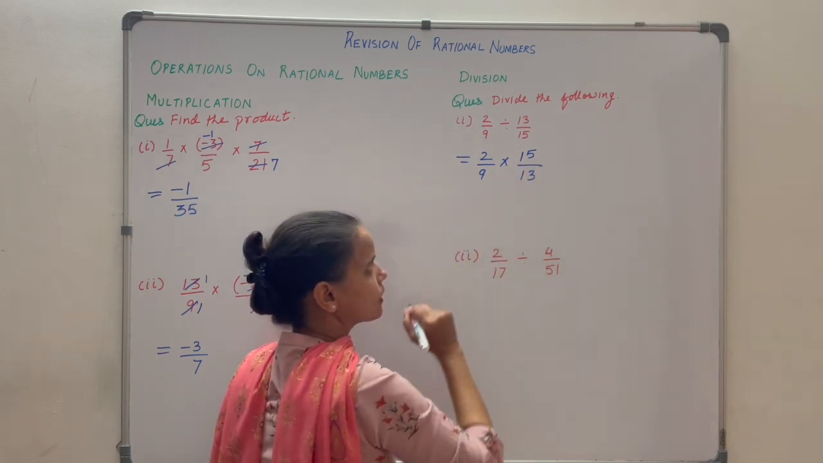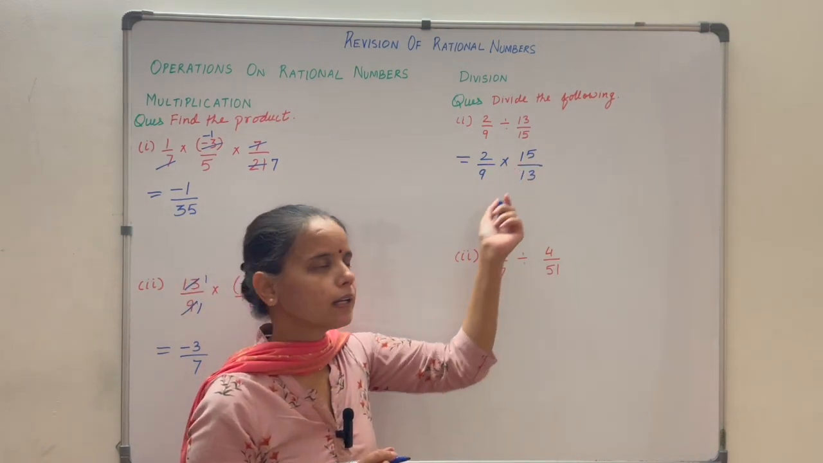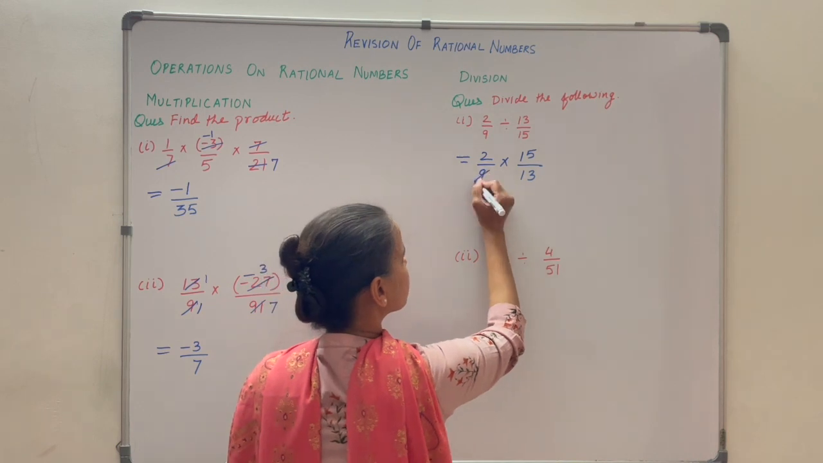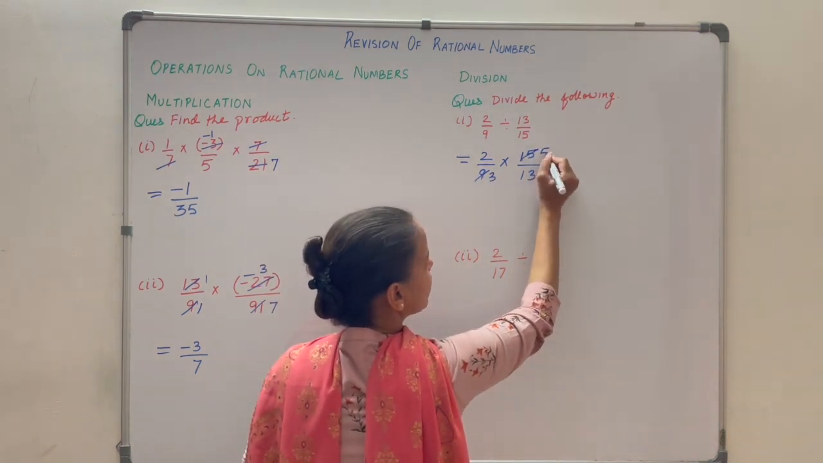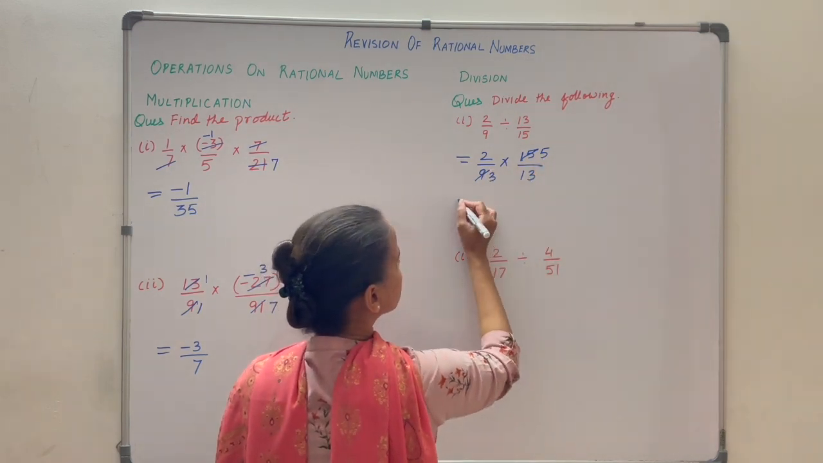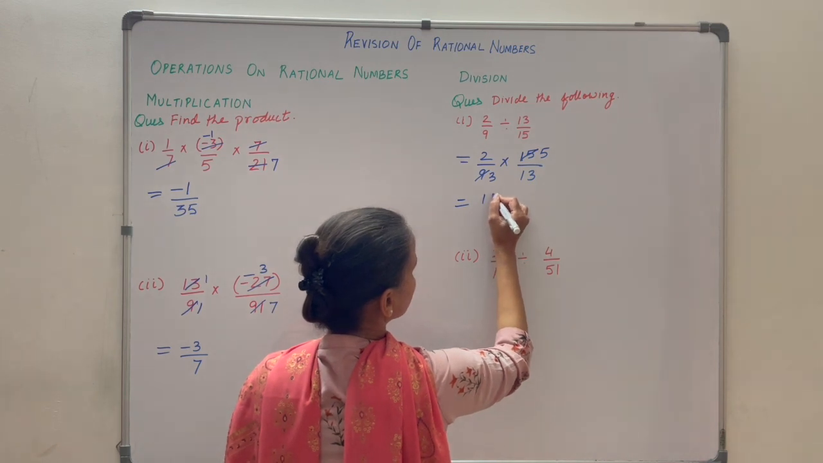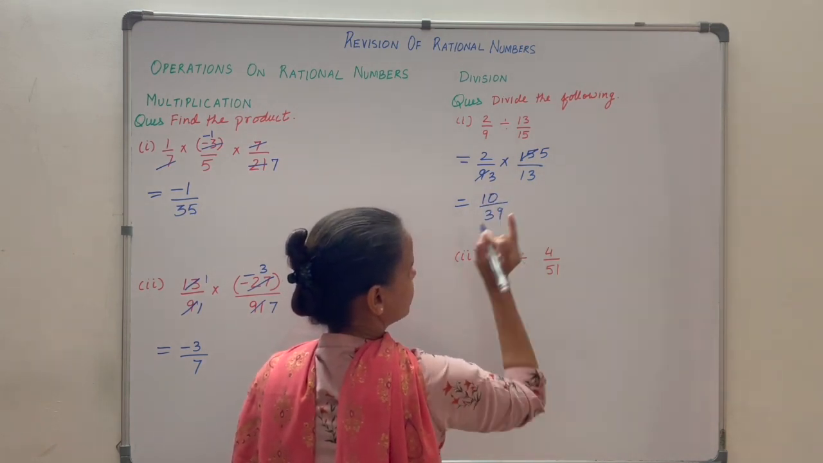So can you cancel anything here? You can cancel 9 and 15. They both can be cancelled by 3. So 3 3s are 9 and 3 5s are 15. Now there is nothing to cancel. So 5 into 2 is equal to 10. 13 into 3 is 39.